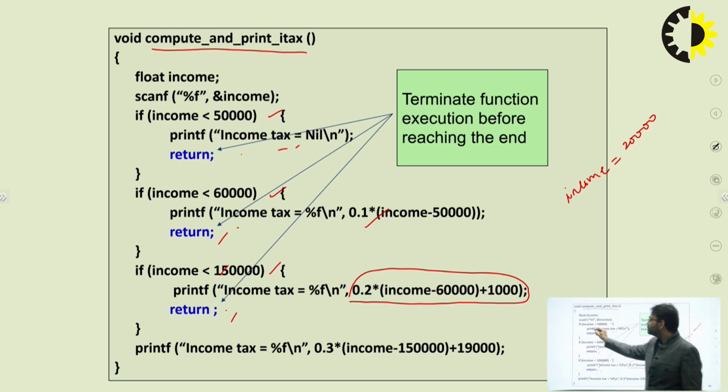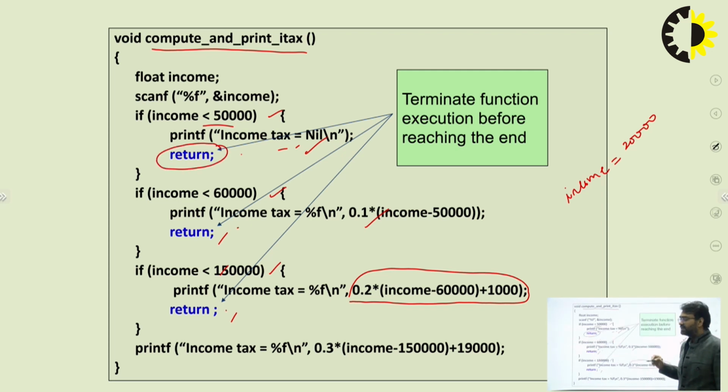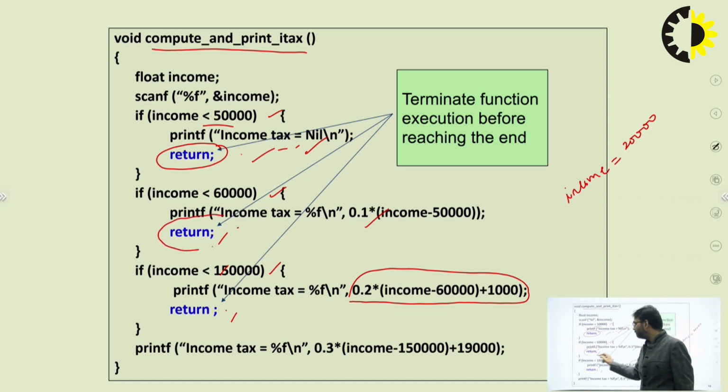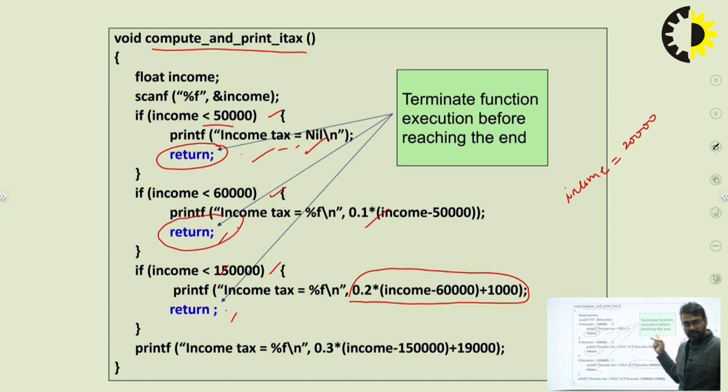So our income is 20,000. 20,000 is less than 50,000. It means this condition is true. As soon as we find the first return, the control will transfer to the calling function. Okay. If this condition does not hold, then this return will return control to the main function.